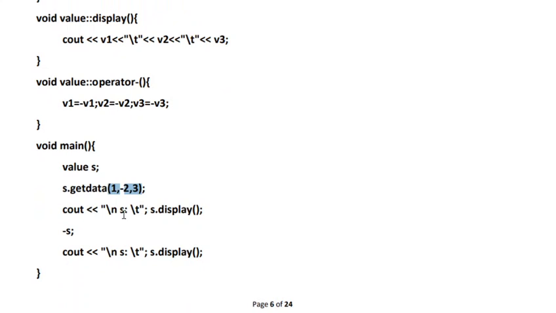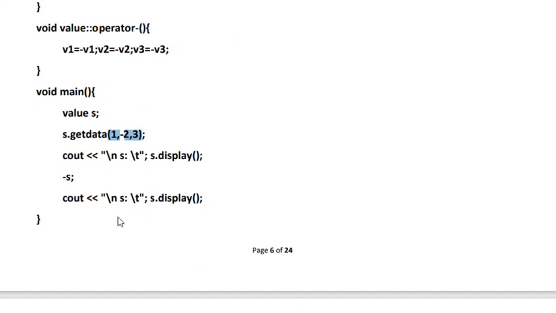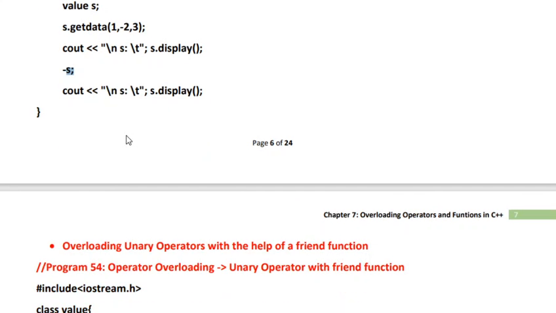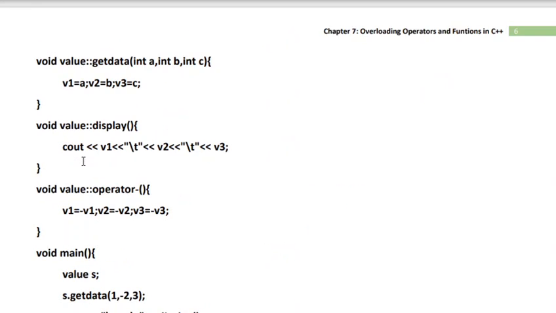Now it will display minus 1, 2, and 3, because 1 will be replaced with minus 1, minus 2 will be replaced with 2, and 3 will be replaced with minus 3. So here I'll have minus 1, 2, and 3. This is the way we can use the overloaded operators in order to perform operations. Again, I'll repeat it.